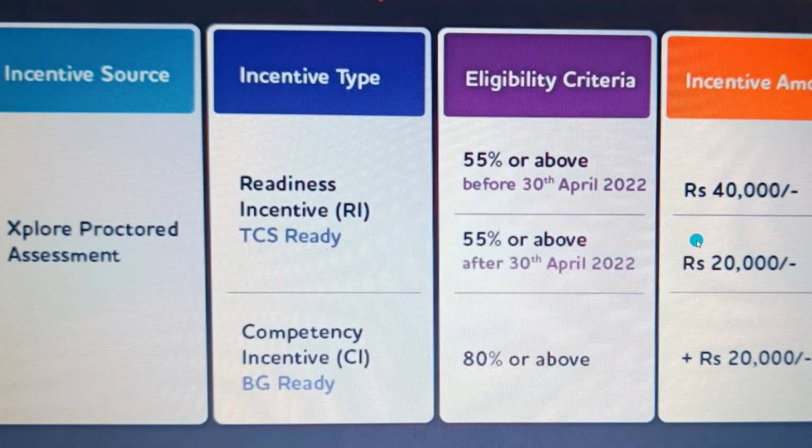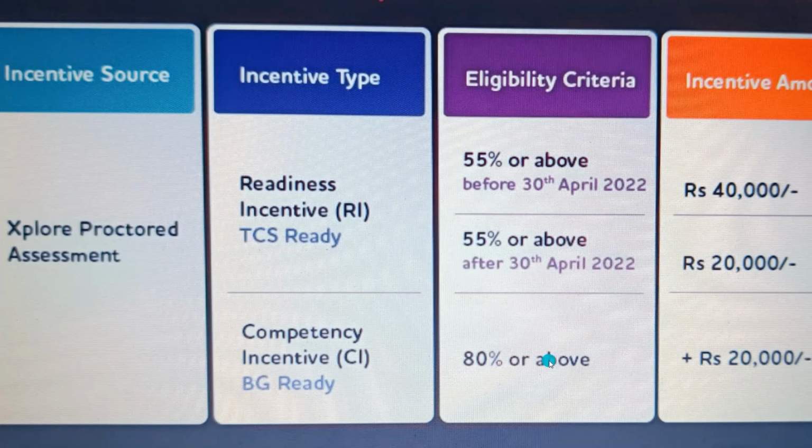Now for the incentive: what is the criteria and how much percentage you have to score in the upcoming IP exam. If you score 55% or above before 30 April, you will get a 40k incentive, and if you score 55% or above after 30 April, you will get only 20k. So 20k is deducted if you score 55% and above after 30 April. If the IP exam is conducted before 30 April and you clear it before that, you will get a 40k incentive.